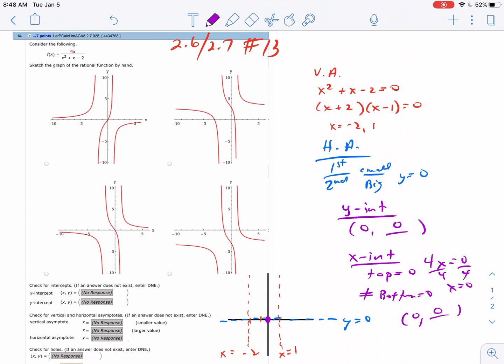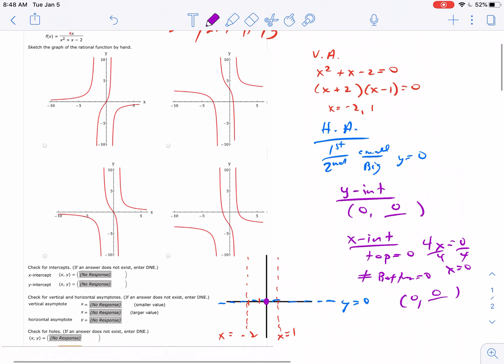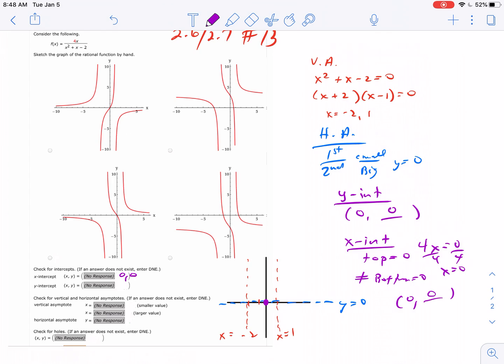All right, so now when I do my x and y intercepts, 0, 0, and 0, 0, the vertical asymptotes, now smaller and larger, left and right. So negative 2 first, positive 1 next. Horizontal asymptote is at 0, and DNE. And then let's go figure out what the graph is looking like.